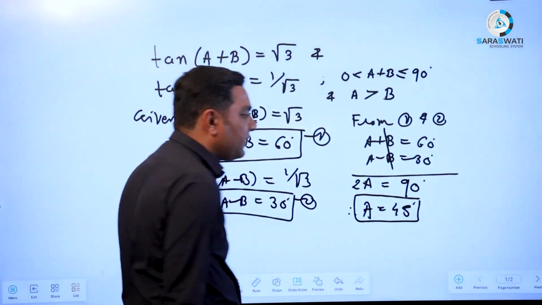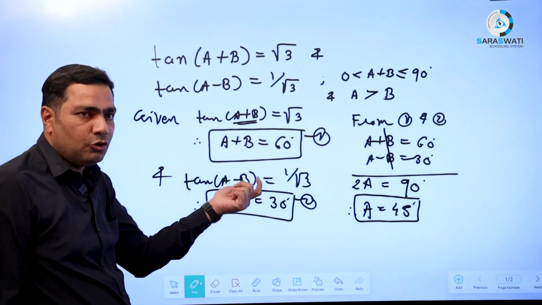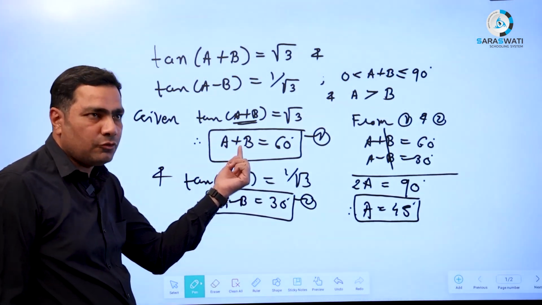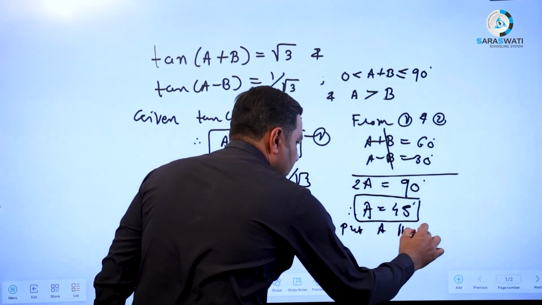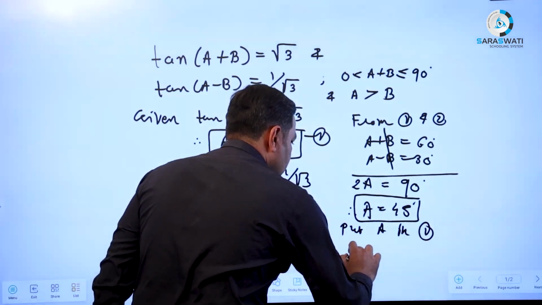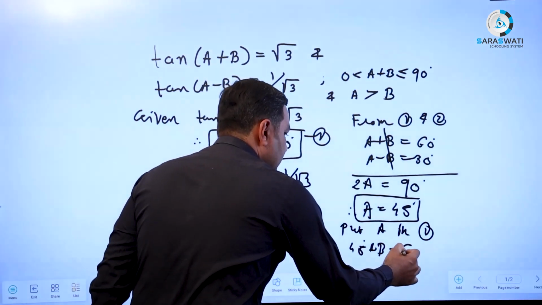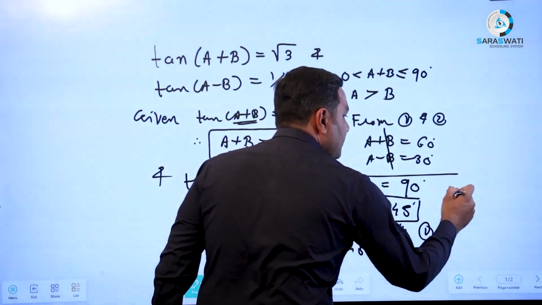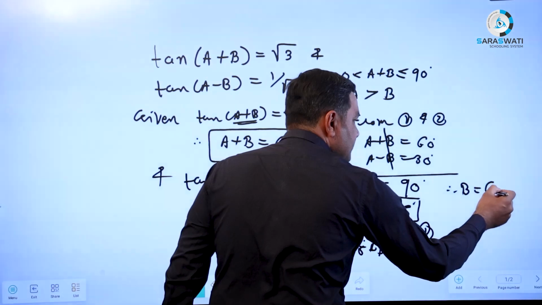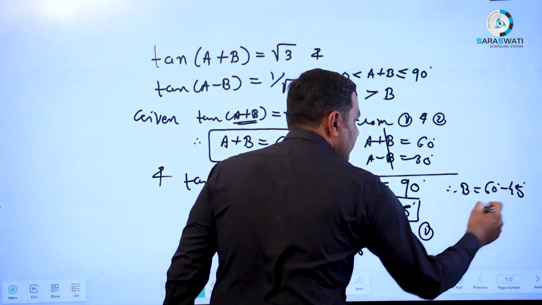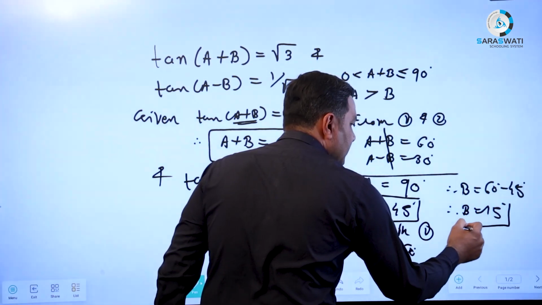So the answer for A is 45 degrees, and now we can put this value of A in either of equations 1 or 2 to get the value of B. Of course it is better to use the positive equation, right? So let's put A in 1. So you get 45 degrees plus B is equal to 60 degrees. And of course, if you keep B on the left hand side and take this 45 degrees to the right hand side, it gives you 60 degrees minus 45 degrees. So B is equal to 15 degrees, that is your answer.